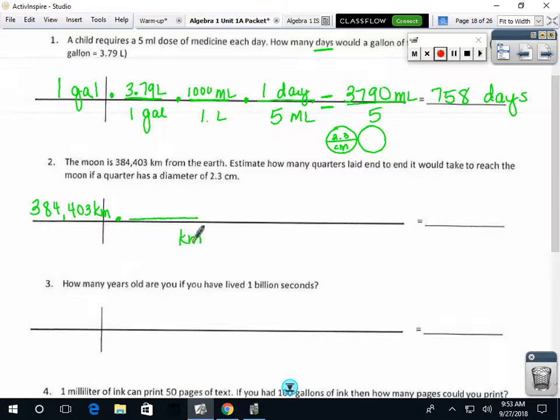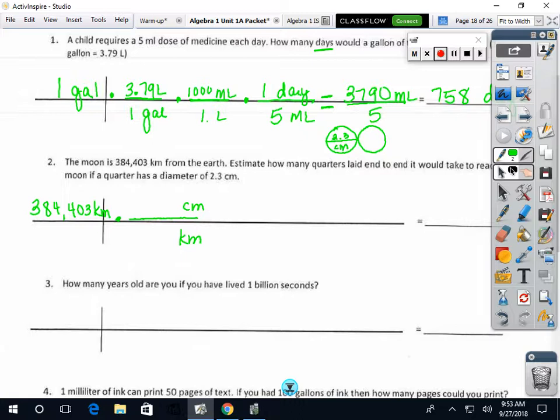Okay, now we're trying to turn this into centimeters, correct? Because that's what the quarter is measured in. So this is where we're going to use the King Henry died by drinking chocolate milk. And we just basically always just put 1 for what you're trying to change over. And 1 kilometer is how many centimeters? You would have to move it 1, 2, 3, 4, 5. So that means you're going to just add 5 zeros. And so 1 kilometer is 100,000 centimeters.